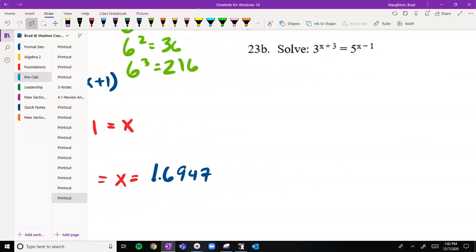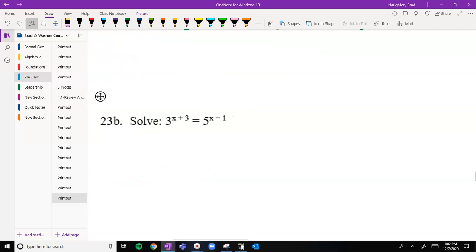23B, this one is going to be a little bit trickier. So if I look at this, it would be a lot easier if they had the same base. So let me talk about the same base really quickly. So if you have 3 to the x is equal to 3 to the y, because they have the same bases here, you can go ahead and just say that x is equal to y. So in this case, I can't, because one's a 3 and one's a 5. But I can use my properties to find out what that is.